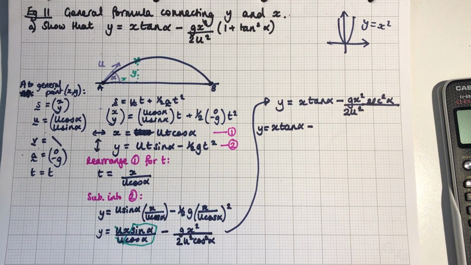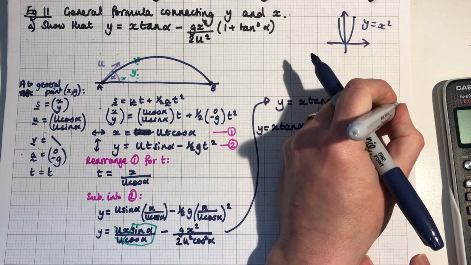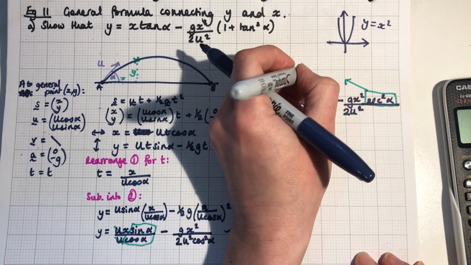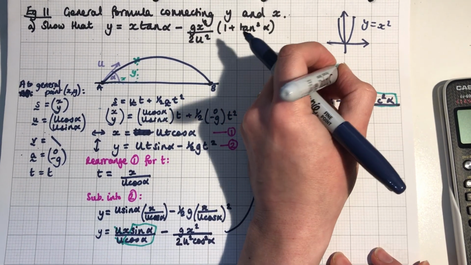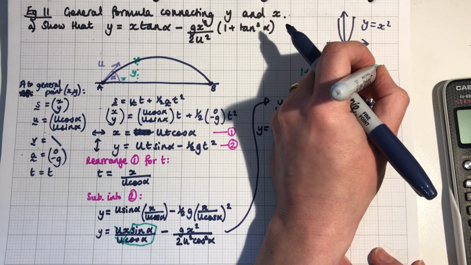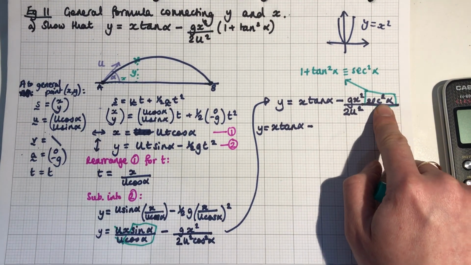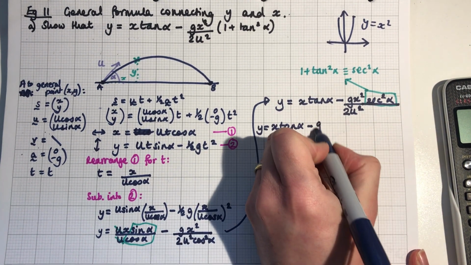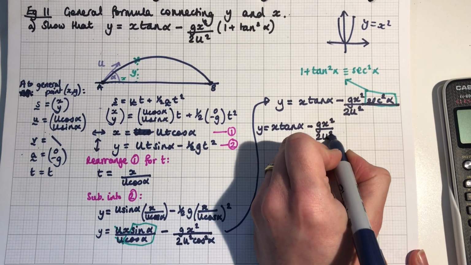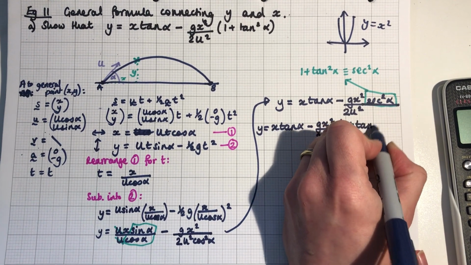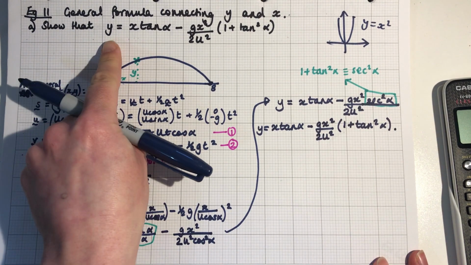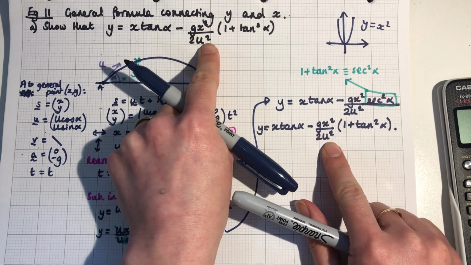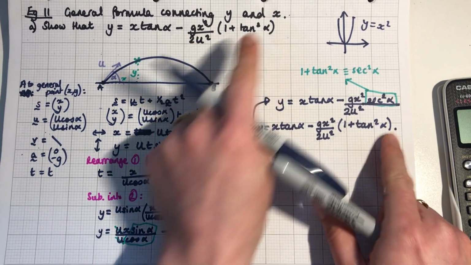The only thing I need you to think about now is, from your pure maths, you have an identity that involves sec squared. You know that 1 plus tan squared alpha is the same thing as sec squared alpha. So I'm going to replace this sec squared with 1 plus tan squared. So gx squared over 2u squared, and then 1 plus tan squared alpha. And that was what we had to show. Look, y equals x tan alpha minus gx squared over 2u squared multiplied by 1 plus tan squared alpha.